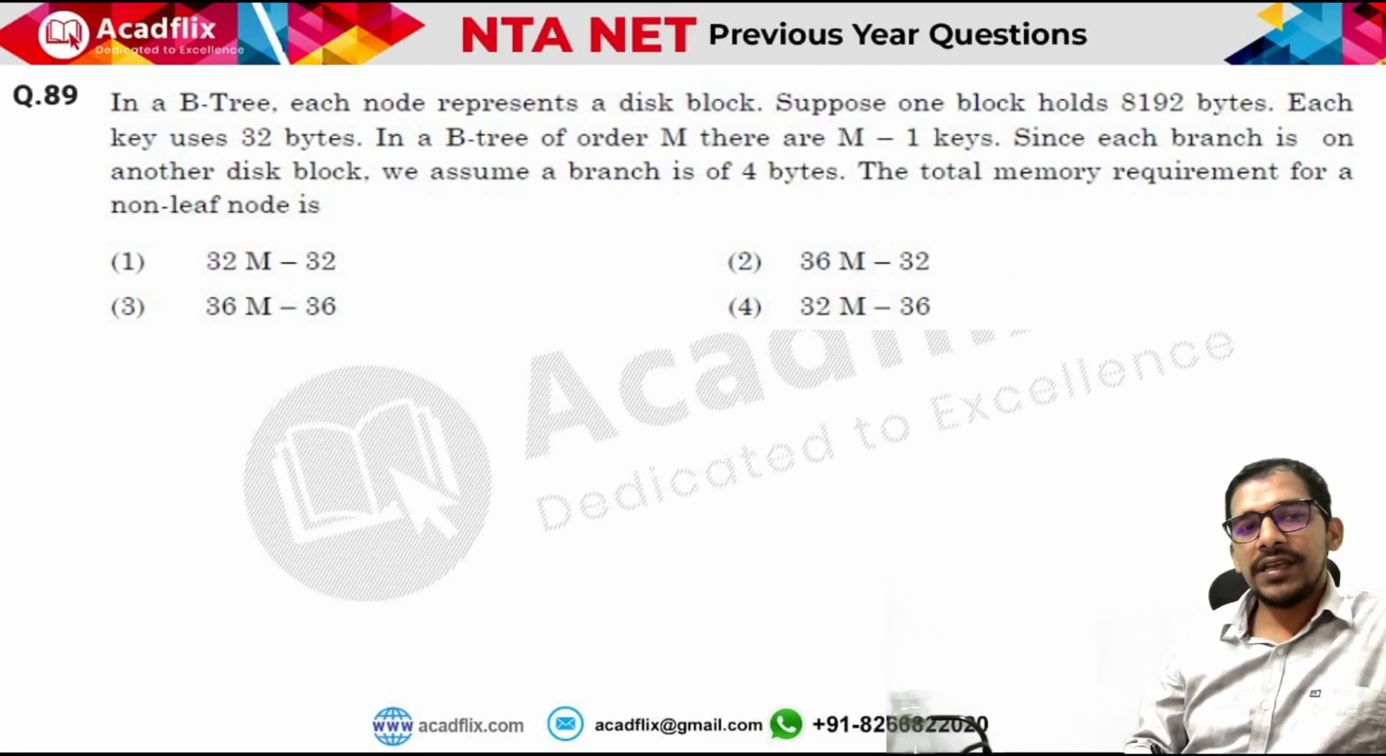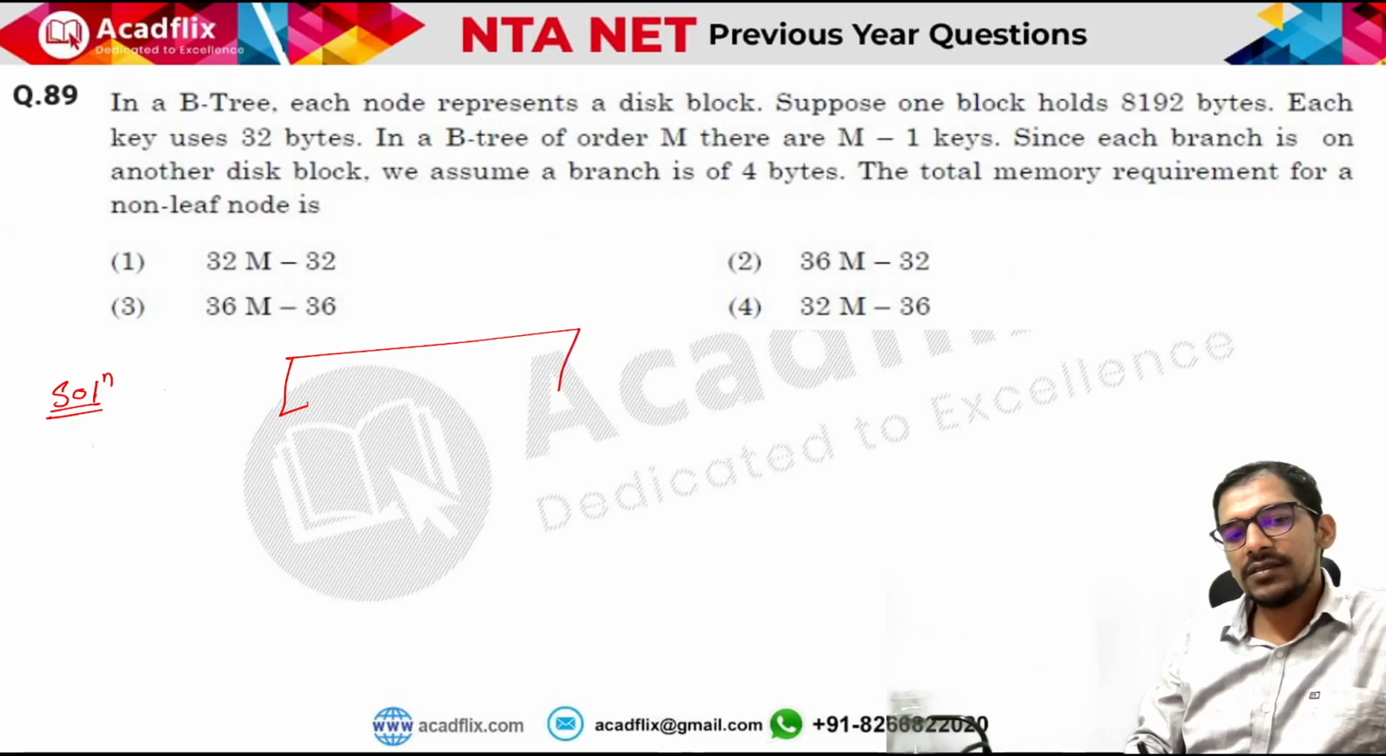Then the next question is: in a B tree each node represents a disk block. We have studied the B tree in database management system. If you talk about the internal node of the B tree, what do we store? We store keys and their pointers. For example, key 1 record pointer 1, then key 2 record pointer 2, like this, and these are the block pointers.